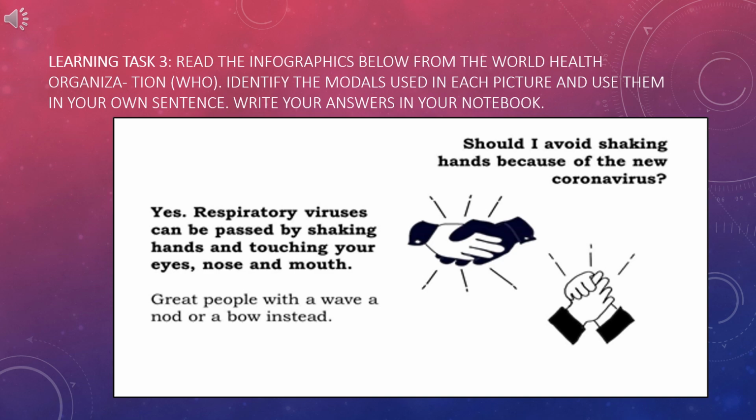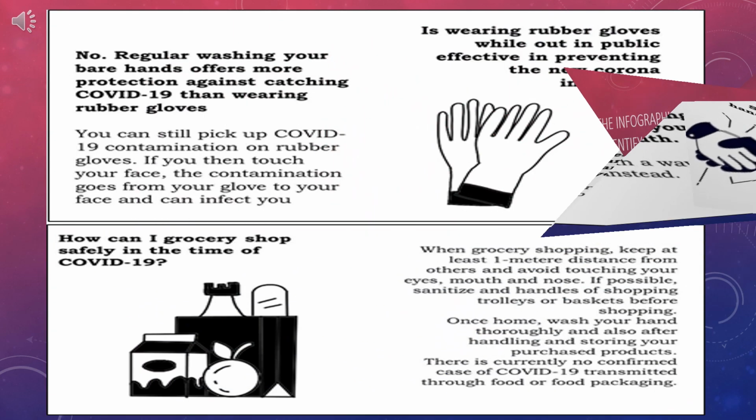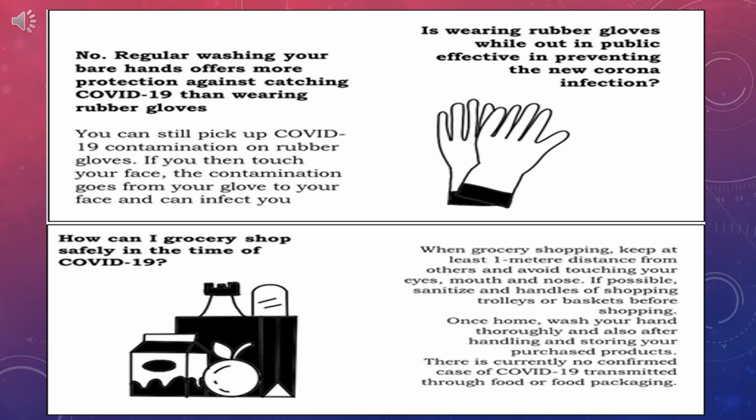Okay, let's continue. Let's proceed reading the content of the World Health Organization infographics about coronavirus and how it can be transmitted. Is wearing rubber gloves while out in public effective in preventing the new coronavirus infection? No. Regularly washing your bare hands offers more protection against catching COVID-19 than wearing rubber gloves. You can still pick up COVID-19 contamination on rubber gloves. If you then touch your face, the contamination goes from your glove to your face and can infect you.